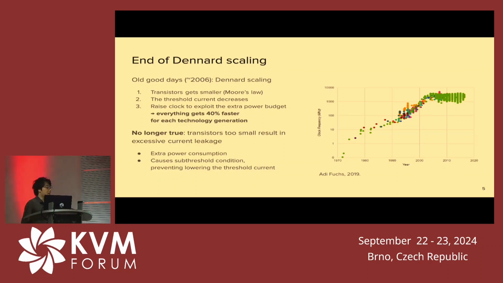The increased number of transistors and smaller transistors actually resulted in direct performance improvement in the past, like before 2006. The smaller transistors allowed us to increase the clock frequency. So everything just got faster for each technology generation. That was a really good day, but unfortunately it is no longer true. Transistors that are too small result in something called current leakage, and that stopped this clock frequency increase. So we can no longer rely on general scaling for performance improvement.